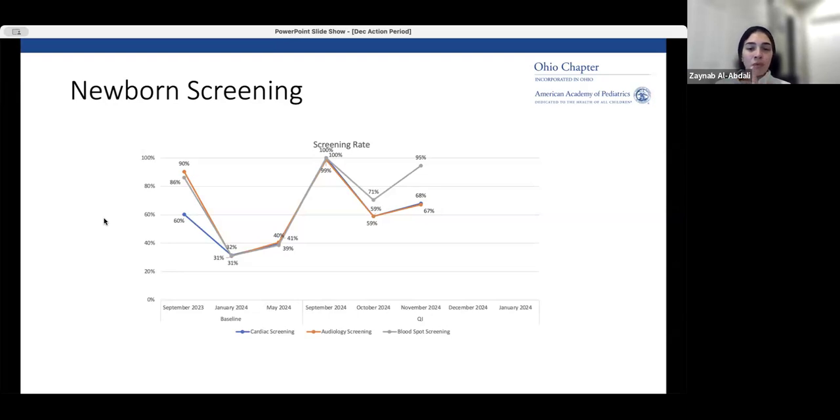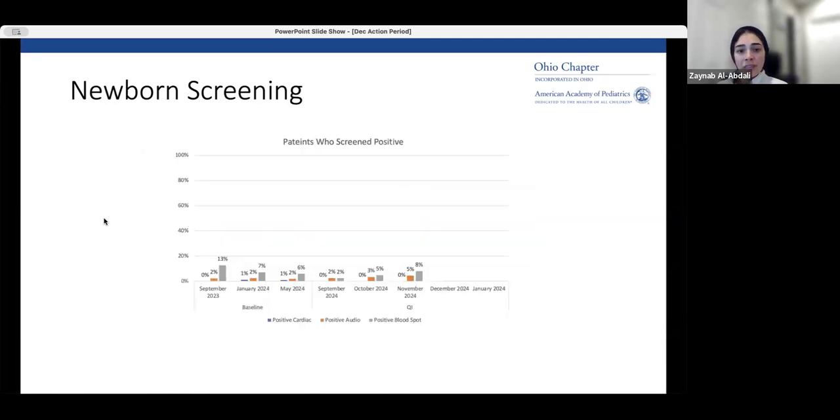And we can help if there's anything that we can do to help, but this is just to show you how you're performing as a practice, and to show you some areas of opportunity of where some additional work can be done. Next slide, please.